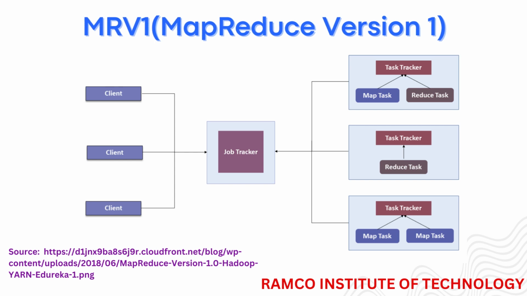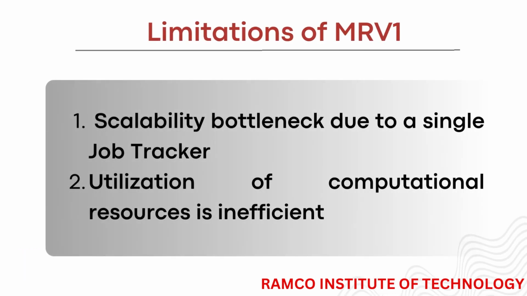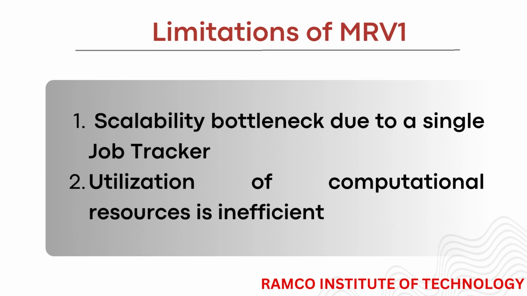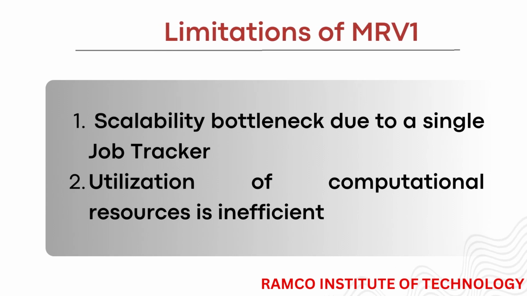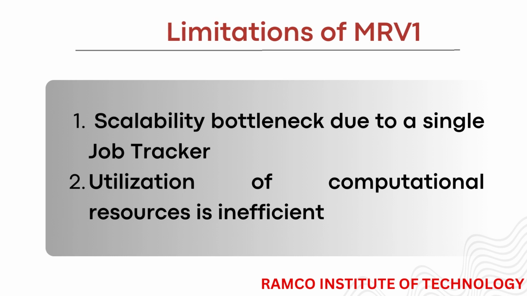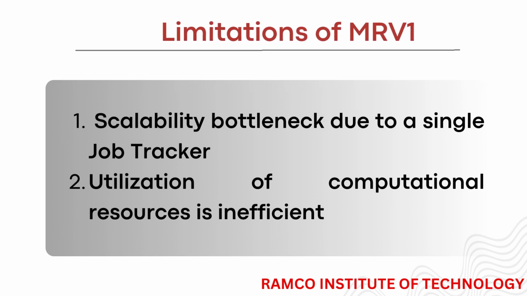So this architecture has two limitations. First one is a scalability bottleneck due to a single job tracker, and second one is that the utilization of computational resources is insufficient. To overcome these two issues, Yarn was introduced in Hadoop version 2.0 in the year 2012 by the companies Yahoo and Hortonworks.